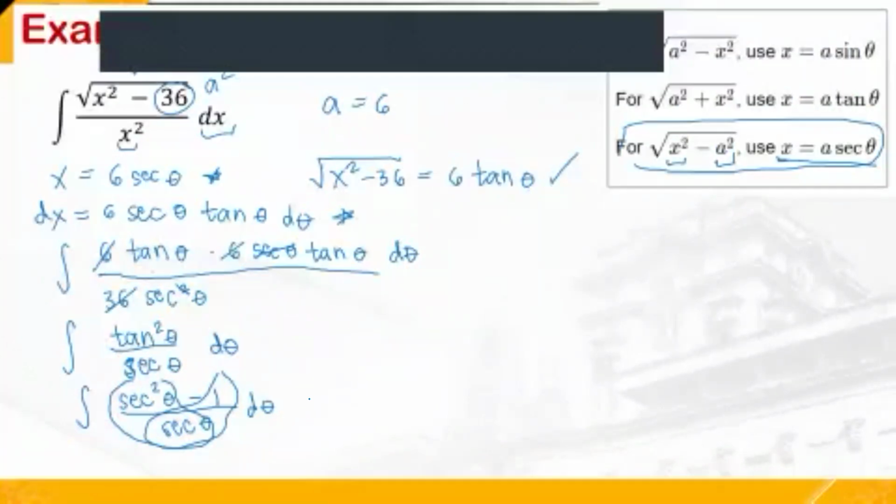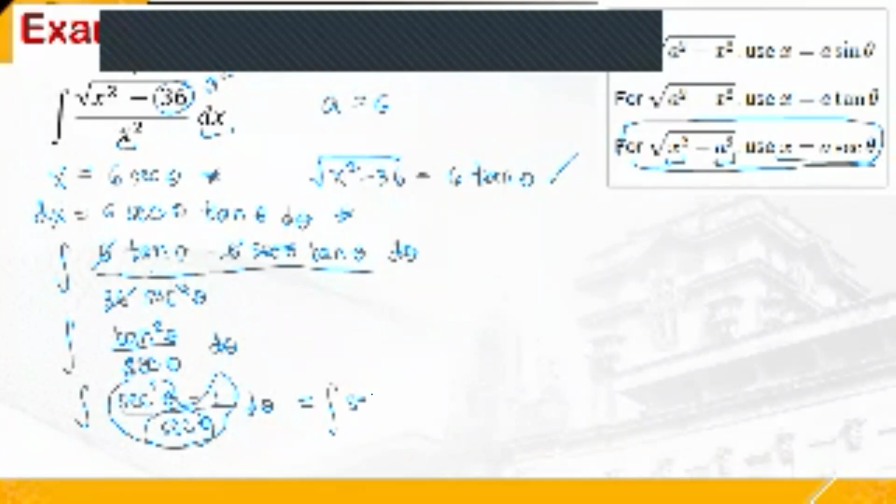Ayan, so that will give us integral of secant theta. That's coming from secant squared over secant. Tapos what is 1 over secant theta again? What's 1 over secant theta? Starting with letter C, that will be cosine theta, d theta. Ayun.